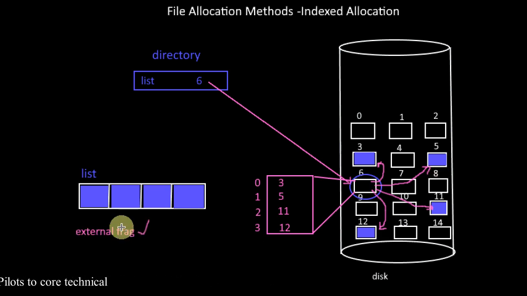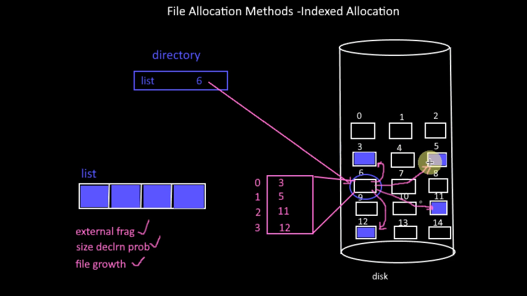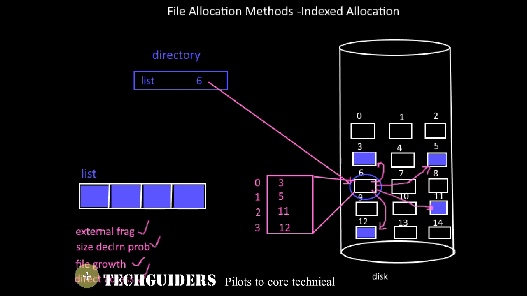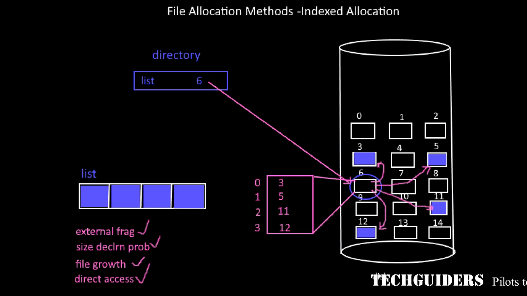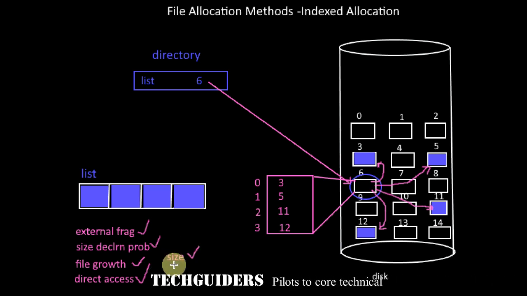Here again, there is no chance for external fragmentation since a non-contiguous set of blocks is allocated, and no need of compaction too, and the size declaration problem doesn't exist. The file can continue to grow in the future as long as disk blocks are available. Then the direct access problem doesn't exist. In order to access any file block directly, we should access the directory first and get the index block. Here we can get the address of any disk block, and we can access the file directly using this index block. And unlike the file allocation table, the issue with size doesn't exist.